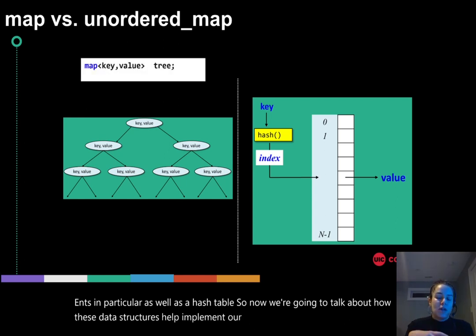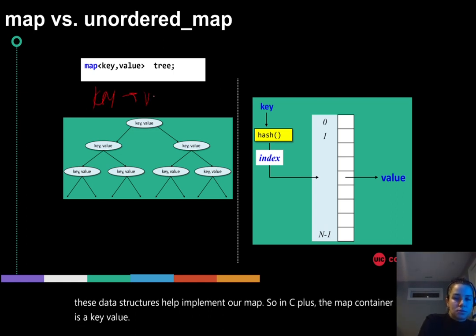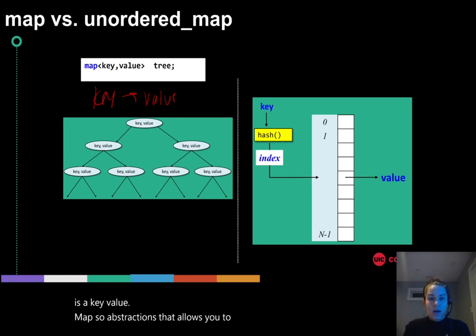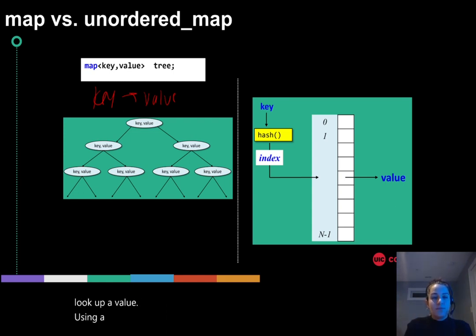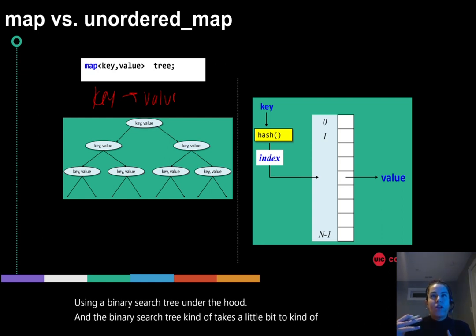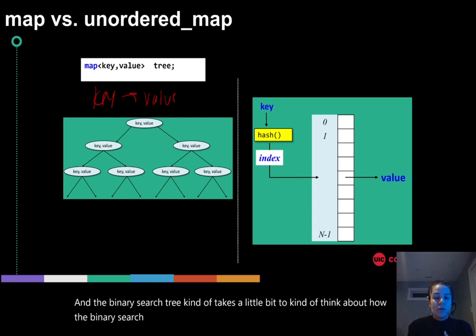In C++, the map container is a key value map abstraction that allows you to take a key and efficiently look up a value using a binary search tree under the hood. The binary search tree takes a little bit to think about, in terms of how it is actually used to implement the map.